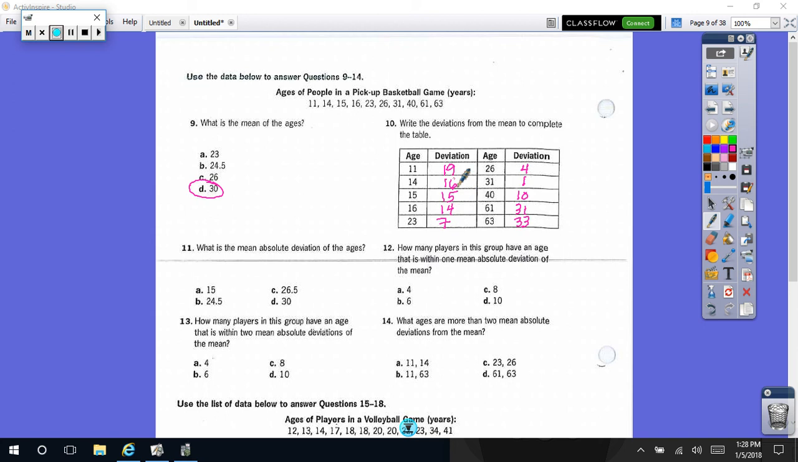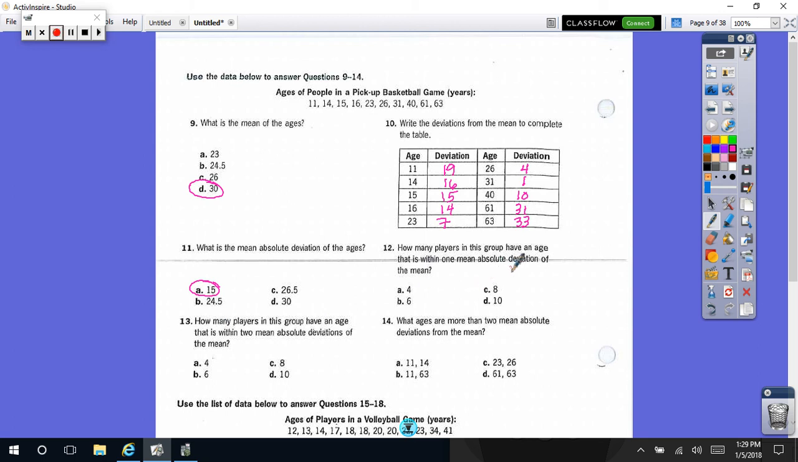So pull up your calculator. Now that we have our deviations, we're going to put those in our calculator. So go ahead and type those in, and of course, calculate the mean from that. The mean absolute deviation that I got when I put these in my calculator was 15. And then we're down to the range question again.